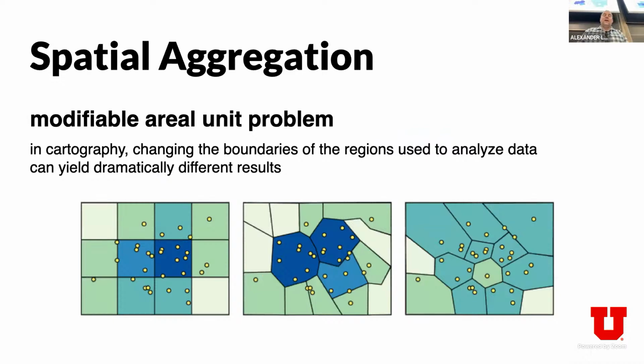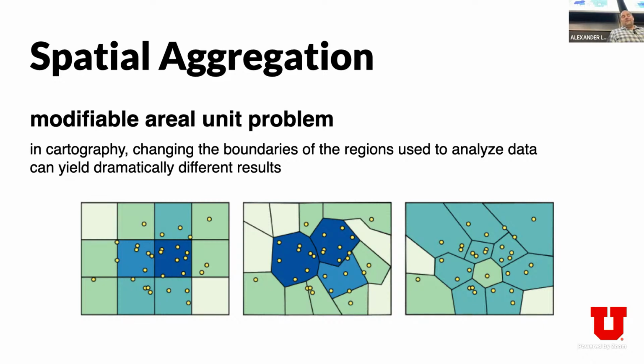So first, one thing that we haven't talked about is spatial aggregation. And this is a really tricky piece, right? Spatial aggregation boils down to the modifiable areal unit problem. So in cartography, changing the boundaries of the regions used to analyze data can yield dramatically different results.